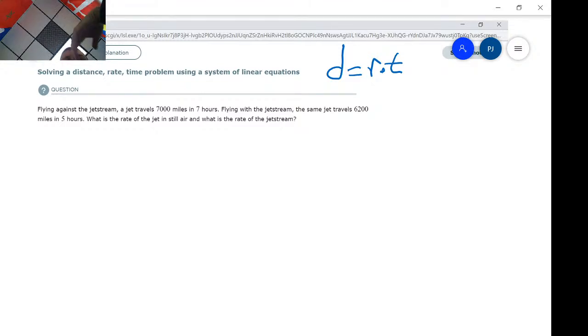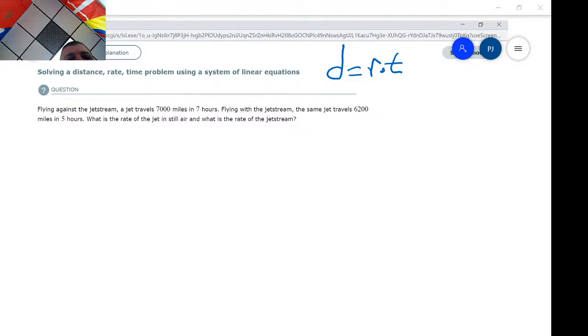So going against the jet stream, a jet travels 7,000 miles in 7 hours. Flying with the jet stream, so when you're going with it, that means the wind is at your back and it's pushing the jet and making the jet go faster. Okay, so with the jet stream, that same jet travels 6,200 miles in 5 hours. What is the rate of the jet in still air, and what is the rate of the jet stream?